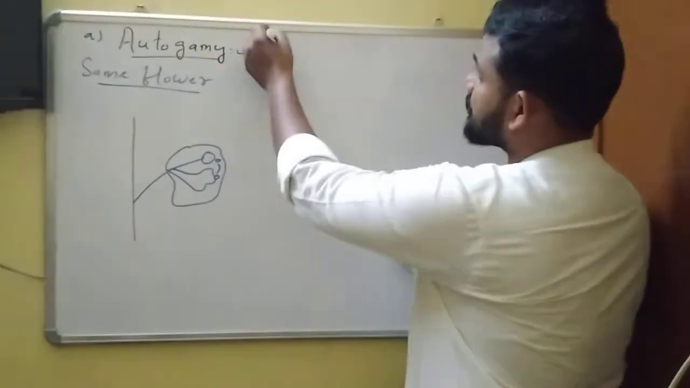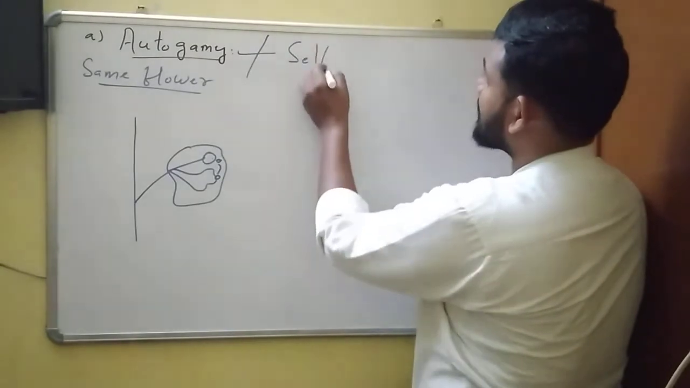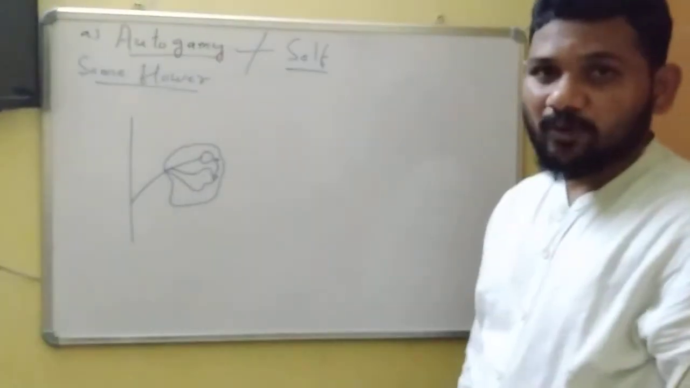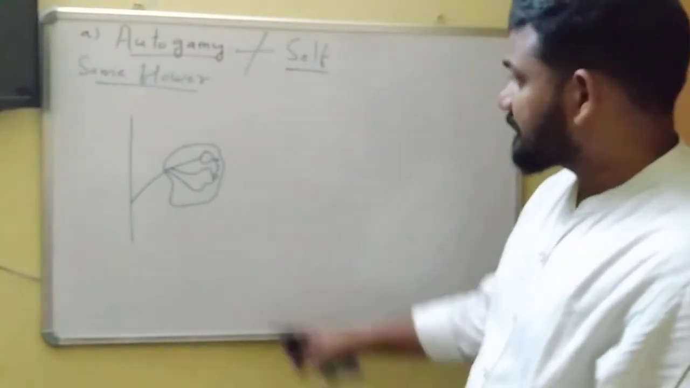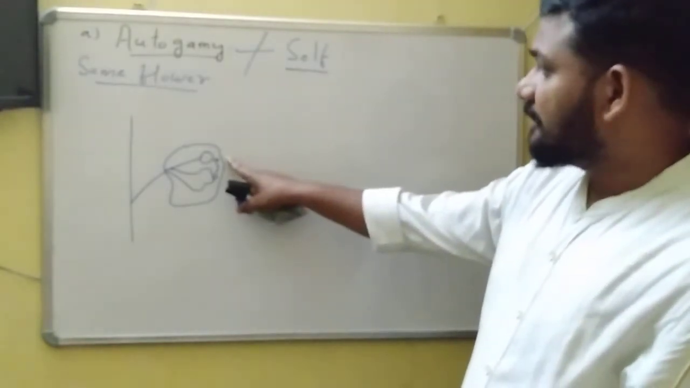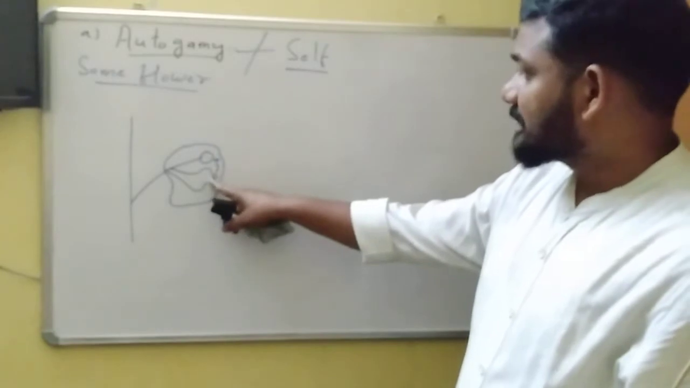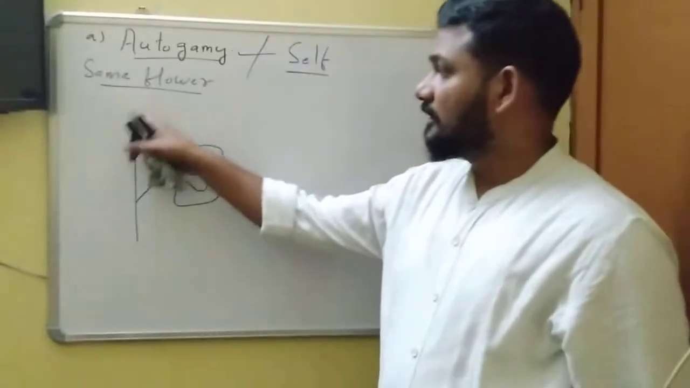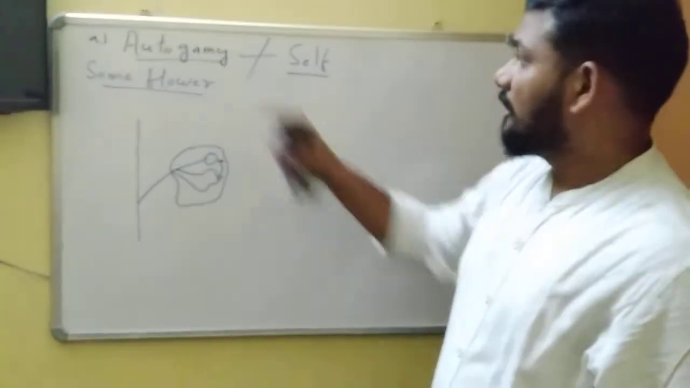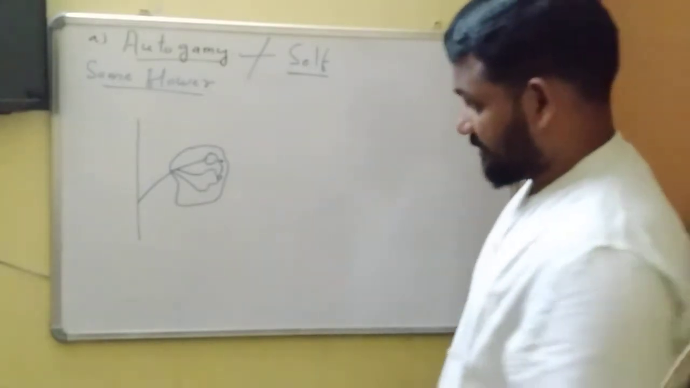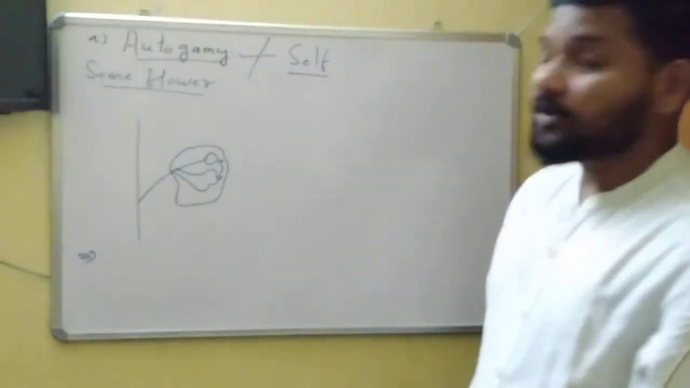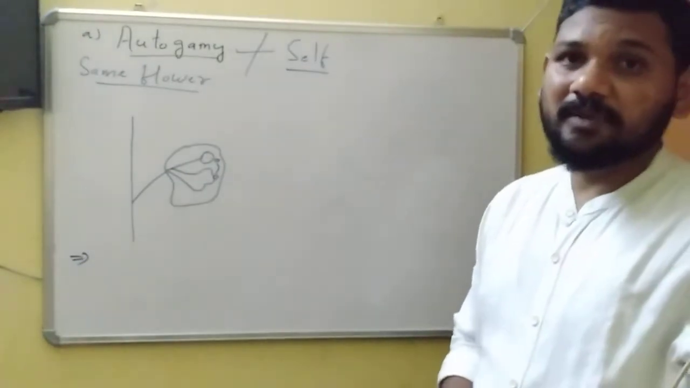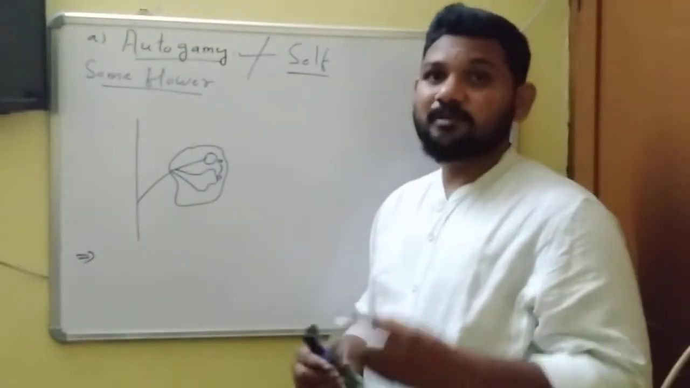Autogamy is also known as self-pollination. So what is self-pollination? Transfer of pollen grain from anther to stigma of the same flower of the same plant. That is called autogamy or self-pollination. And autogamy can be achieved by some contrivances or some conditions.